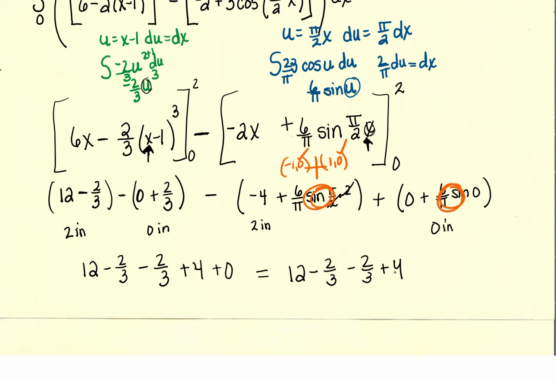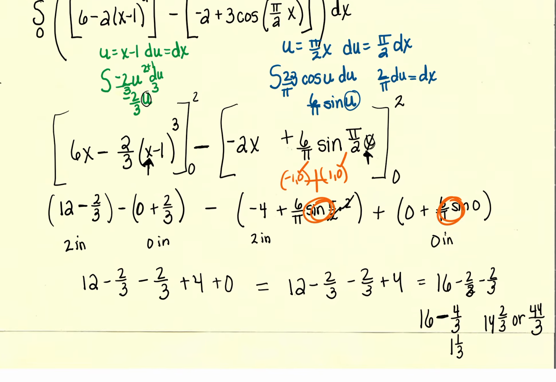So my mind is saying 12 plus 4, which is 16, minus 2/3 minus 2/3. So that's, again, we have no calculator. 2/3 and 2/3 is minus 4/3. So my mind is thinking that's 1 1/3. So 16 minus 1 1/3 is going to be 14 2/3, or if you want that as an improper fraction, 44/3.